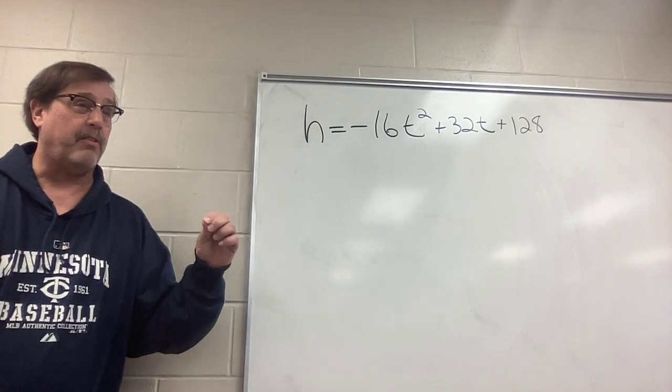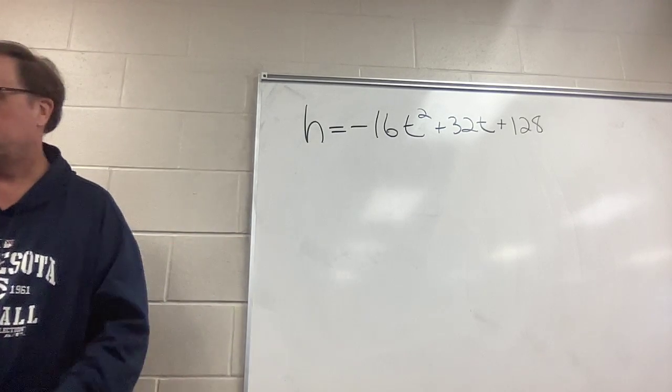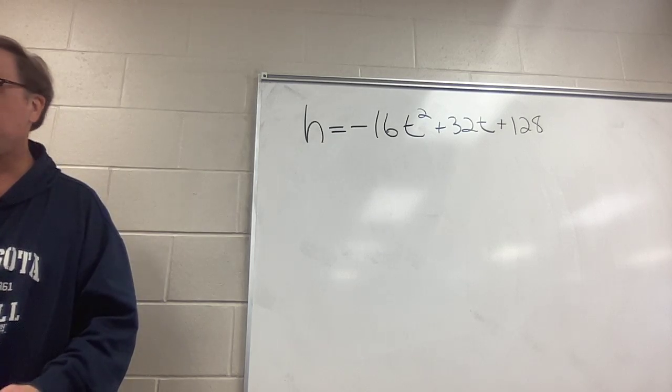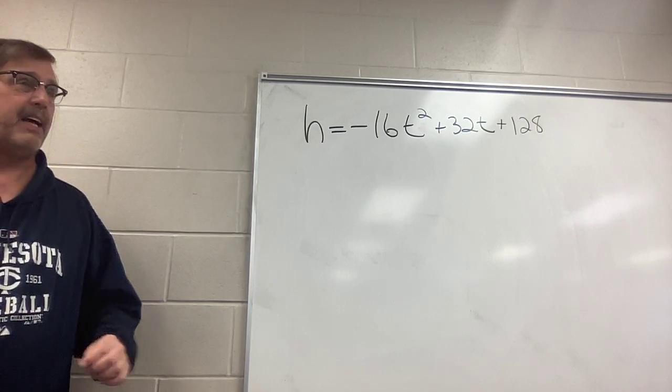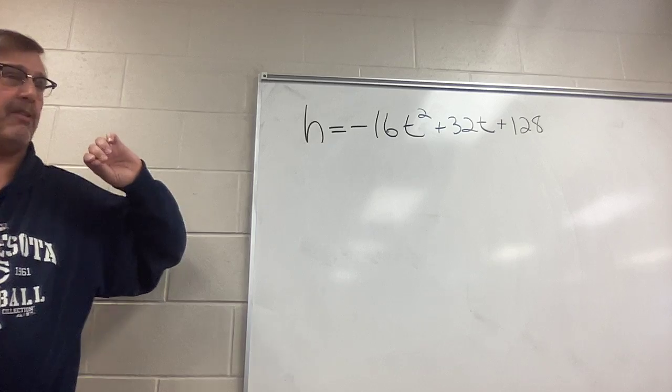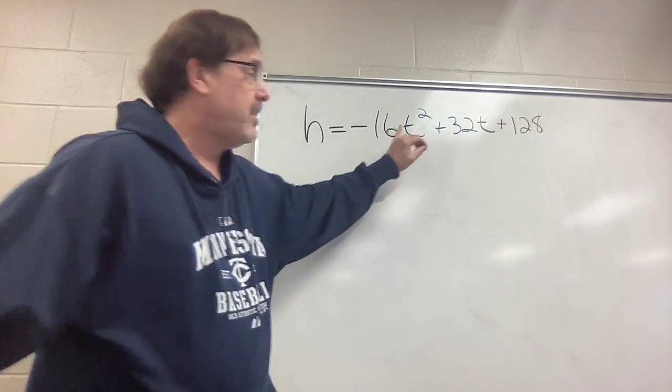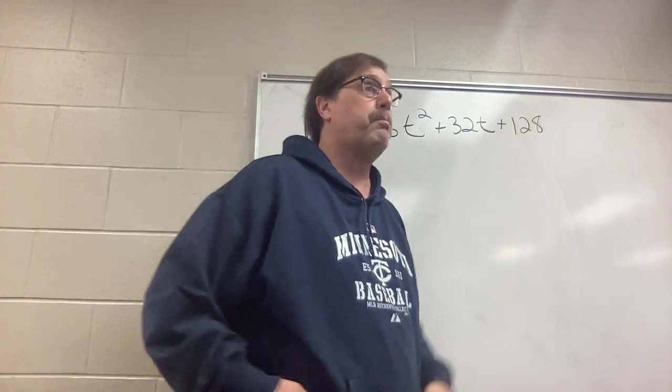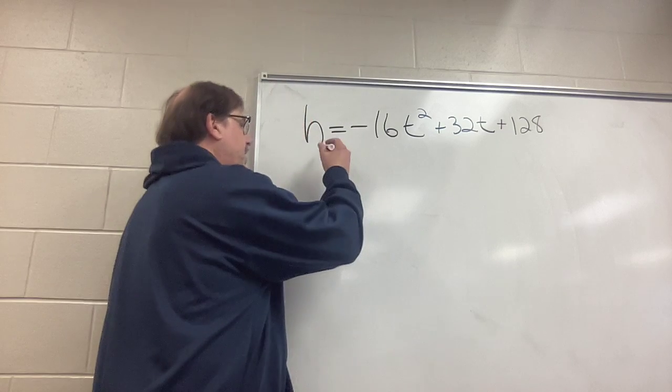When something hits the ground, it's how high off the ground? It's 0 off the ground. And the question I'm going to ask is, when would this hit the ground? So gravity is pulling it. You're throwing it up in the air. You're standing on something pretty tall to start. It's going to hit the ground in 0.